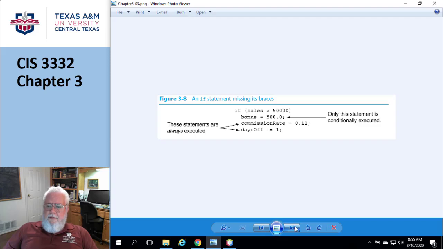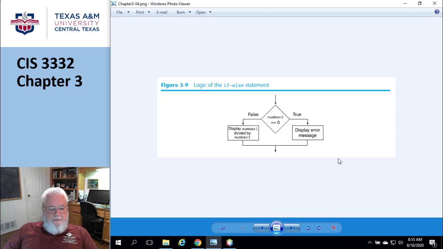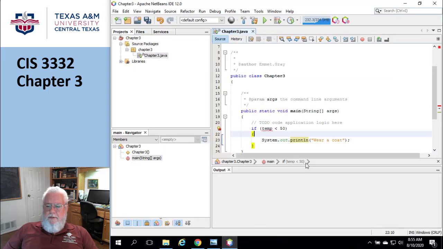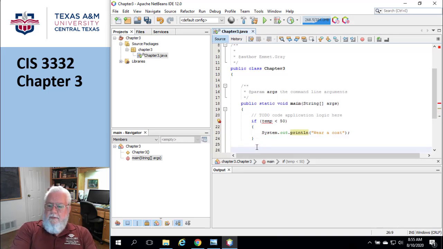Okay, moving on. Comparing characters. Remember the char data type? This might be a little confusing. Since these things are compared as if they were numbers and not letters, if I said, is A less than B?